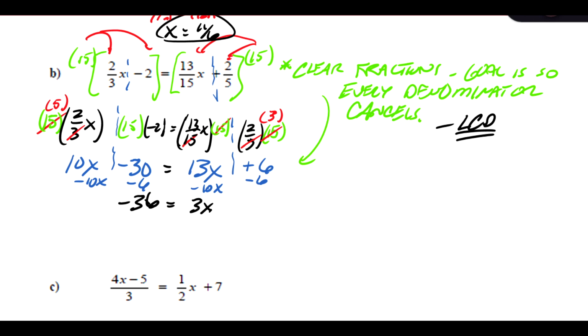And then finally, isolating the variable factor, it looks like I get negative 36 over 3, or negative 36 divided by 3 is negative 12 equals just x.